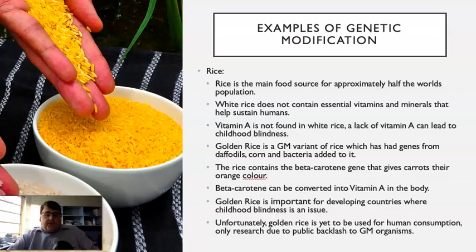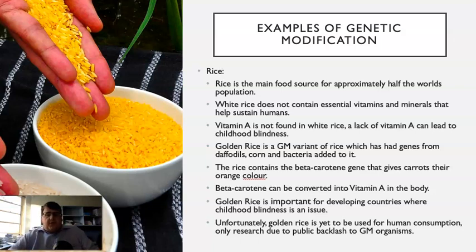Another one that's of more use to the world currently, or could be of more use to the world currently, is golden rice. So rice is the main food source for around half the population of the world, probably slightly more than half, because it's so easy to grow, it doesn't take up much space. So when we're looking at developing countries, rice is a really great food to grow and to eat because it doesn't take many resources. You can put lots of it in a small amount of space and feed a lot of people. But the problem is that white rice doesn't contain essential vitamins and minerals that help sustain humans. So even though you're not going hungry, you're not getting the nutrients and vitamins that you require.